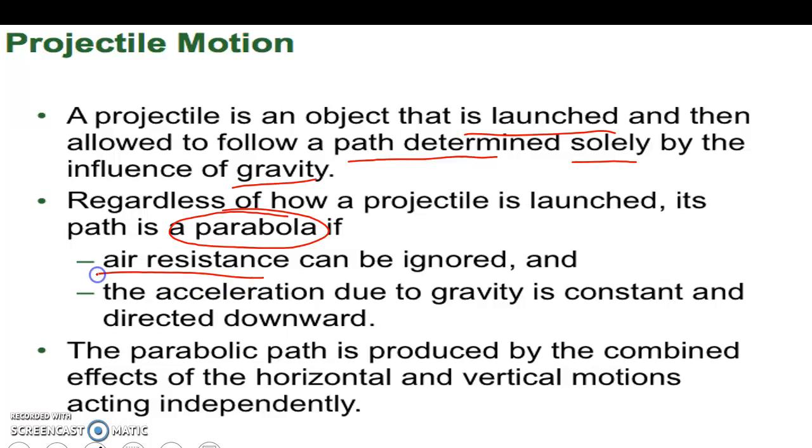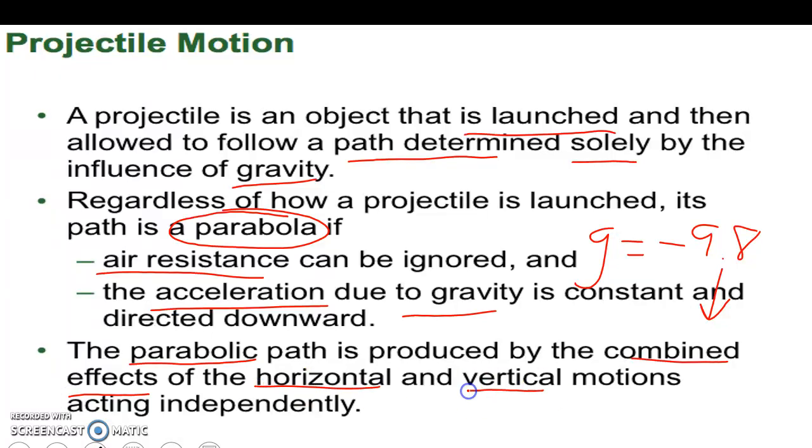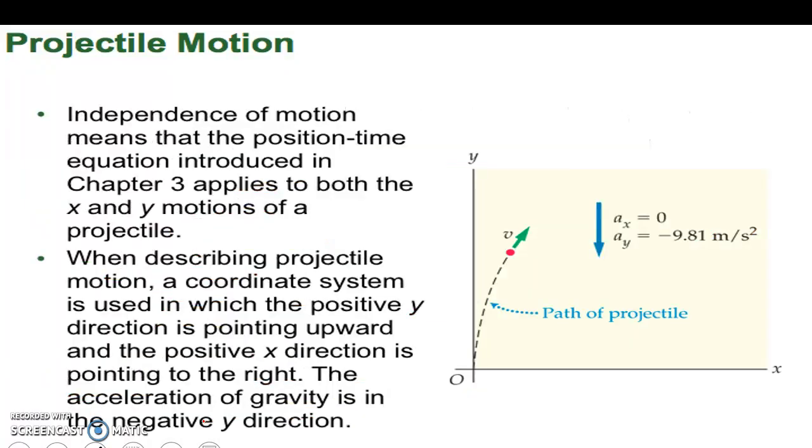Because we ignore air resistance, and gravity, g, acceleration due to gravity, negative 9.8, is constant, and it's always directed downward. So the parabola we see is produced by the combined effects of the horizontal and vertical motions, or vectors, acting independently, and then we put them together to get the actual velocity. Okay, independence of motion means that the position-time equation that we talk about, we could do for both, right?